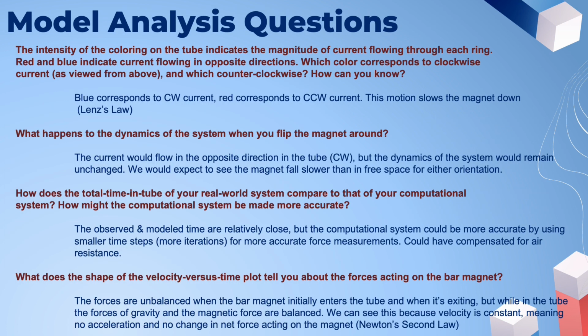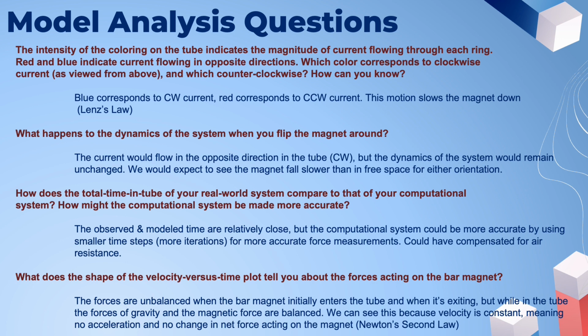To further understand our model, we can answer the following questions. So to start, which color represents the clockwise and counterclockwise directions respectively? Well, the blue represents the clockwise current and the red represents the counterclockwise current. If we have this orientation, then the motion is actually slowing the magnet down, which is what we want to see since this matches our observations.